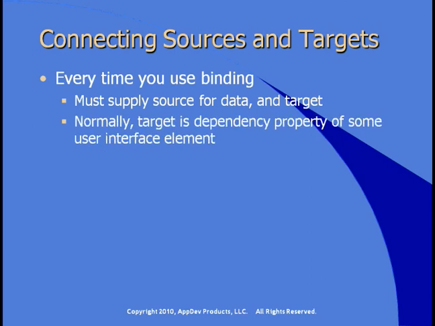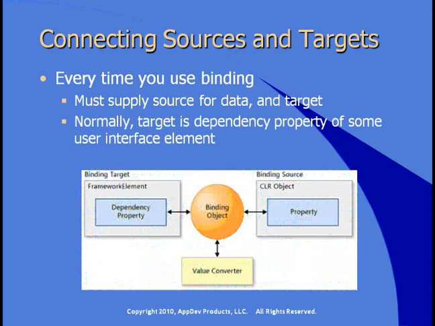Normally, the target is a dependency property of some user interface element. This diagram explains how this works. The binding source can be any CLR object where we want to take a property of that object and use it, on the left-hand side here, in the binding target. The binding target will be a framework element and will bind to a dependency property. The object that does the work is the binding object in the middle.